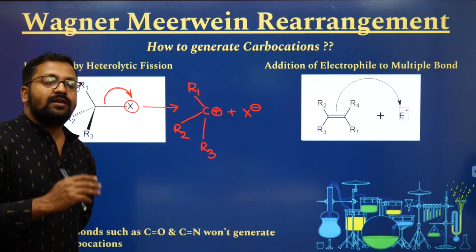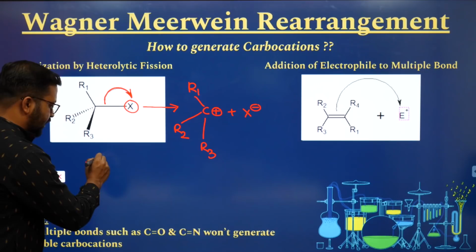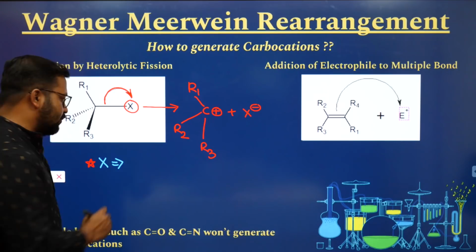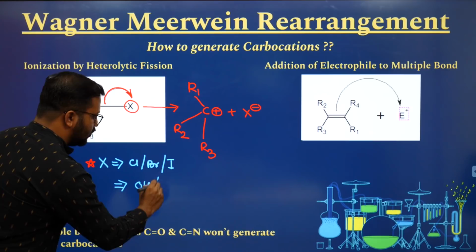The first species will be halogens. X can be chlorine, bromine, iodine. X can also be OH or OR.